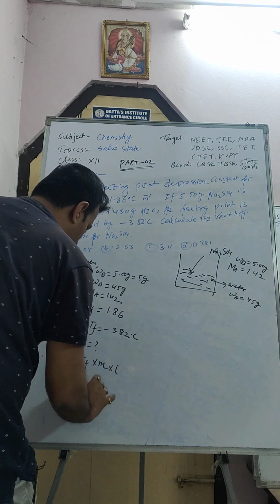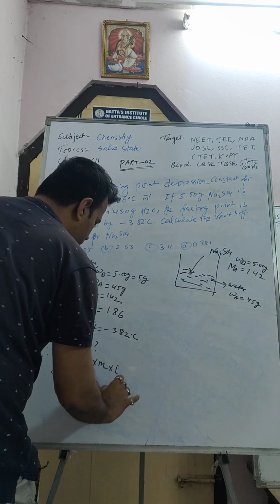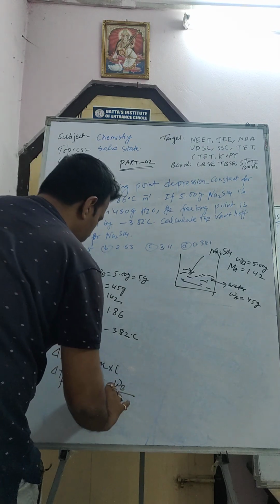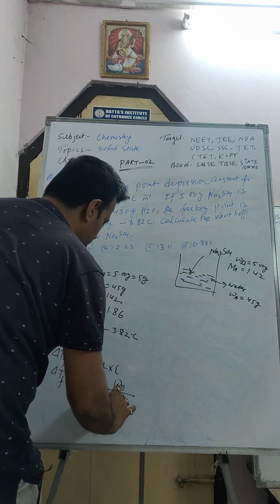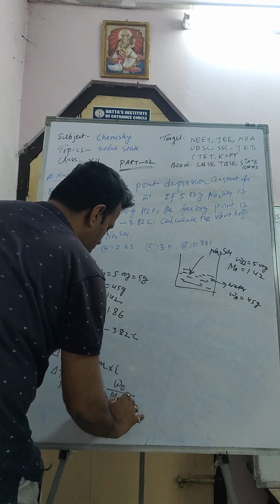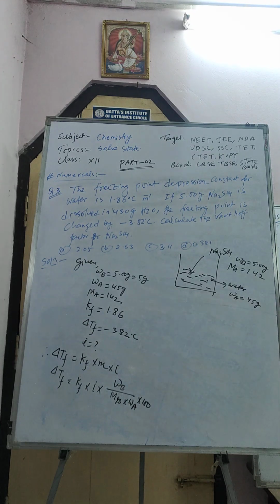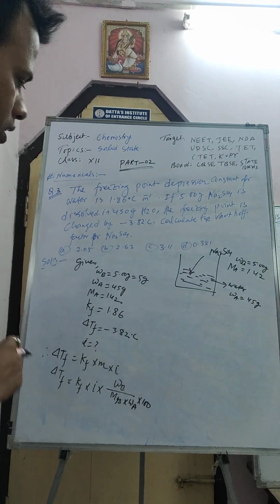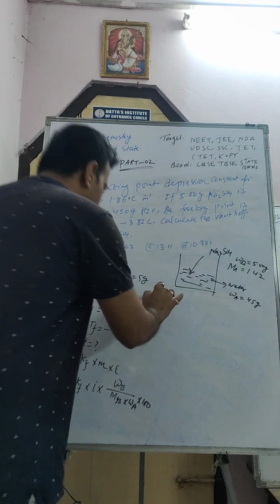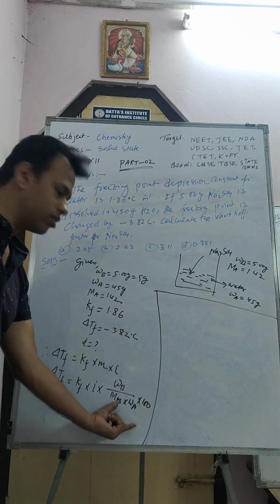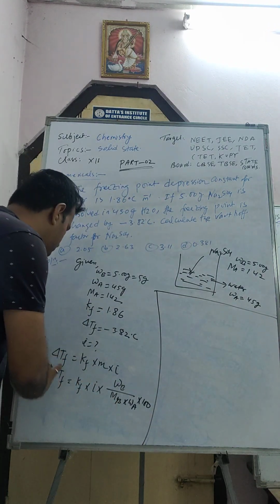Moles equal to i into m. M is what? WB by MB into WA into 1000. This is the formula of molality. This is the formula of m. So this one is the formula.